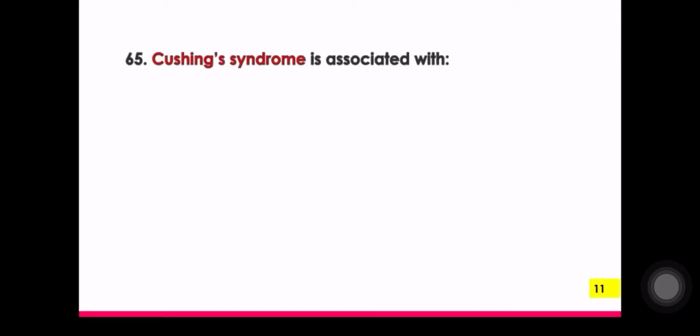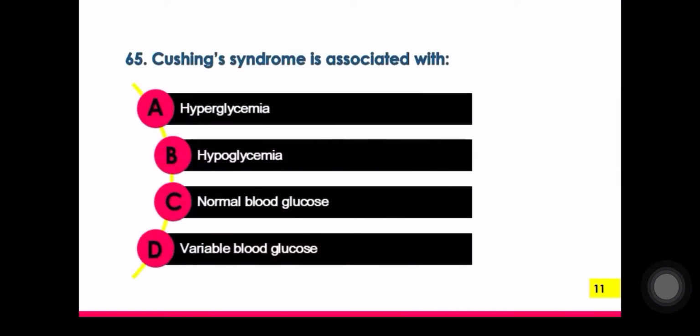Number 65, Cushing syndrome is associated with letter A, hyperglycemia, letter B, hypoglycemia, letter C, normal blood glucose, letter D, variable blood glucose. The correct answer is letter A.